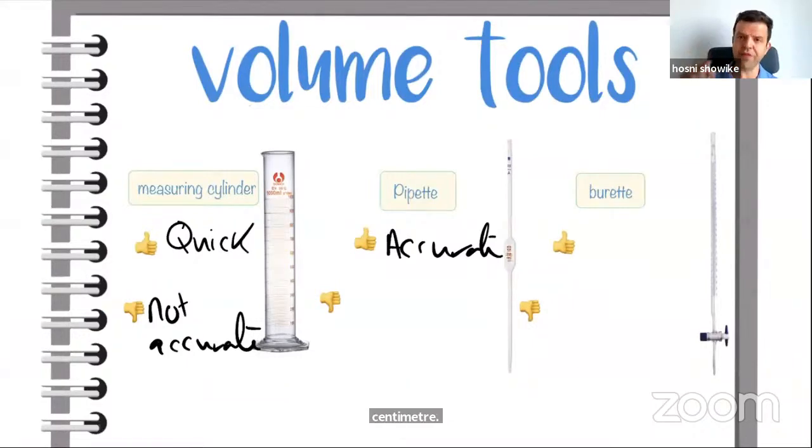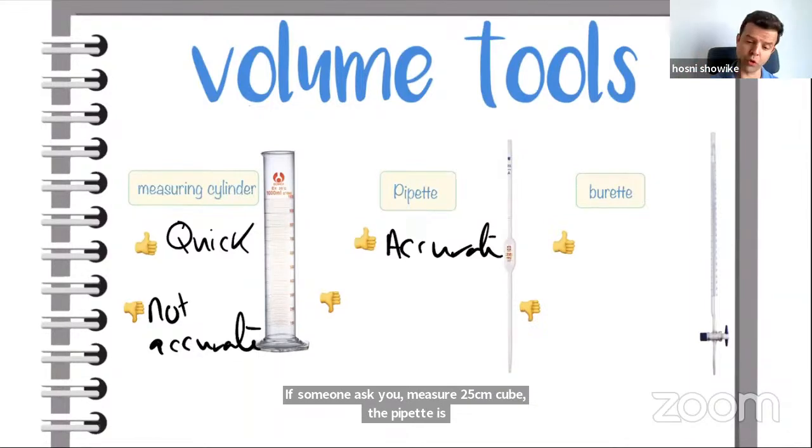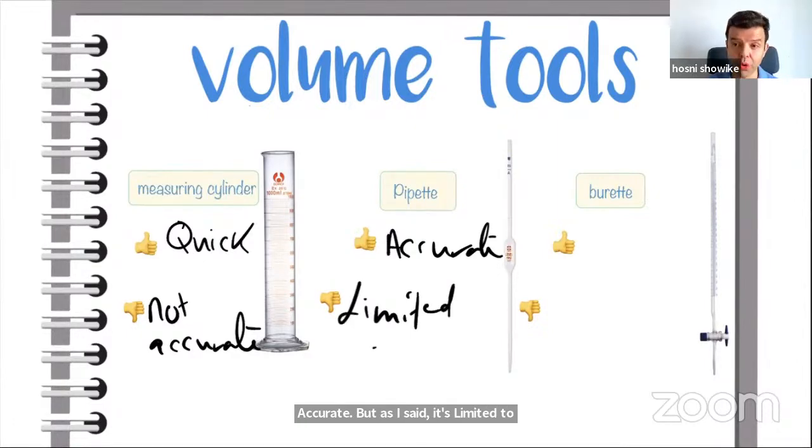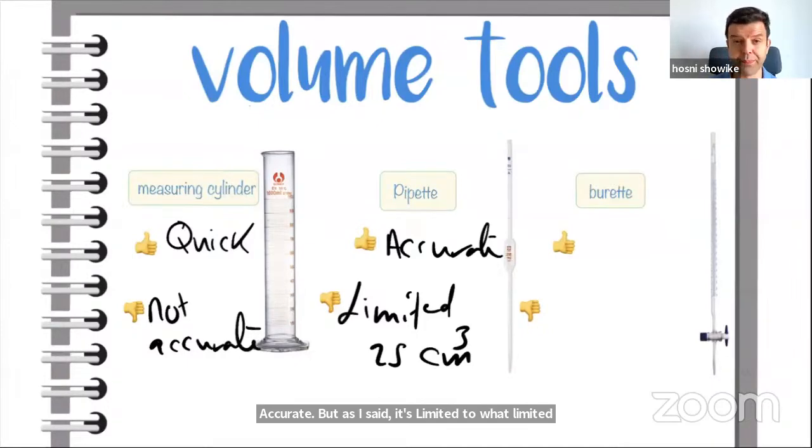So again, if someone asks you to measure 25 centimeter cubed, the pipette is your method of choice because it's easy to use and it's super accurate. But as I said, it's limited only to 25 centimeter cubed, right?